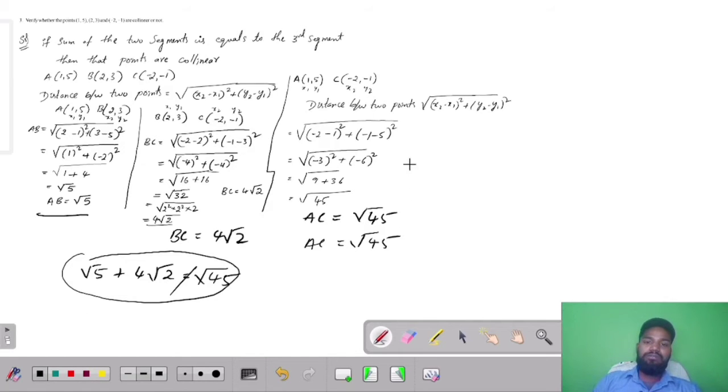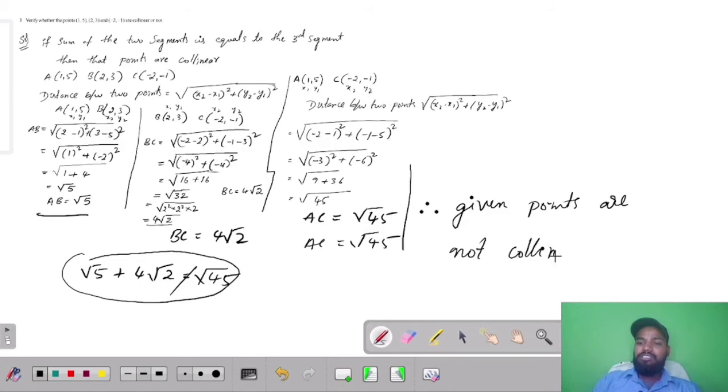Therefore, the given points are not collinear. So this is your answer. In one more way you can check it. How? By comparing the slopes. What is slope? Consider M1 as slope 1.